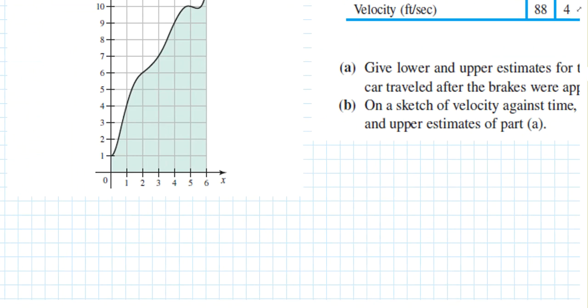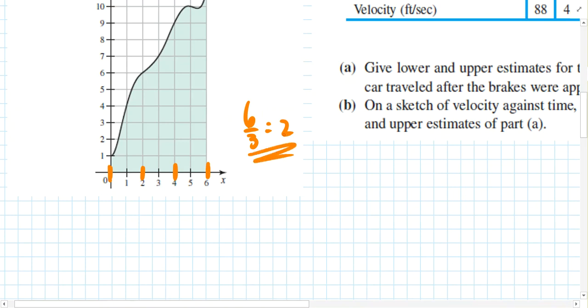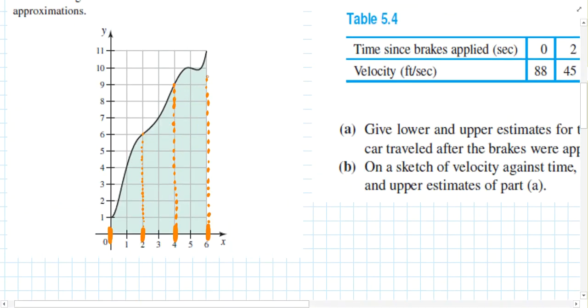So if our interval exists between 0 and 6, and we need 3 subintervals, I'll just take 6 and divide that by 3, and we see that the width of each subinterval is 2. But you can also visually establish that as well. I'm going to use dotted lines to represent the sides of our rectangles. So this gives me the walls of each rectangle.